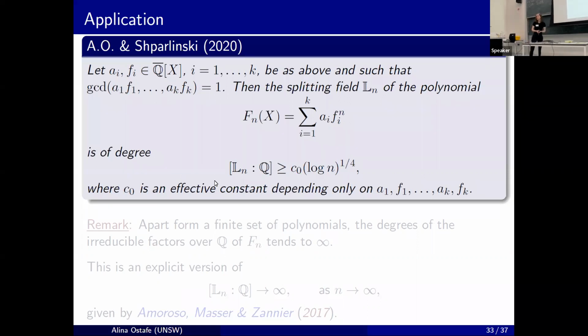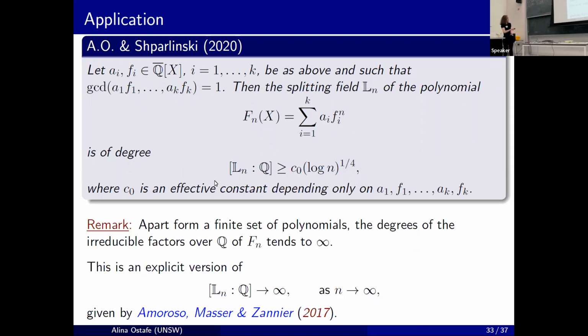So we also obtain as a consequence such a result on the degrees of the splitting fields, which was actually announced already by Amoroso, Maser, and Zanier in their paper, but we give an explicit lower bound for such degrees. And this also says that apart from a finite set of polynomials, the degrees of the irreducible factors of such polynomials tend to infinity.